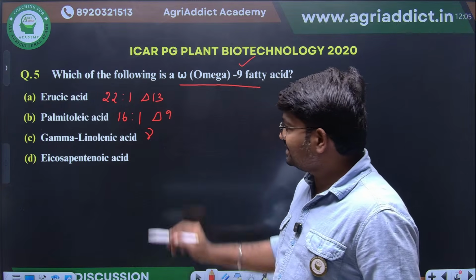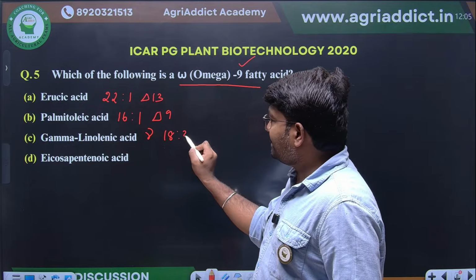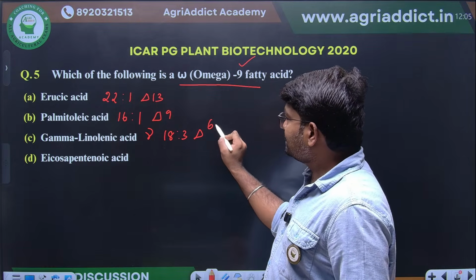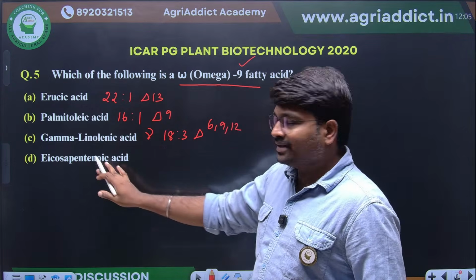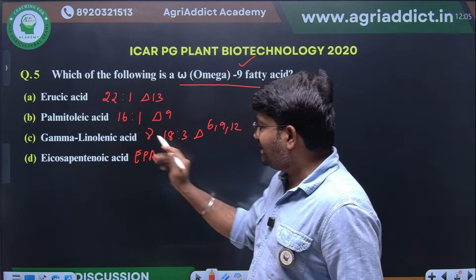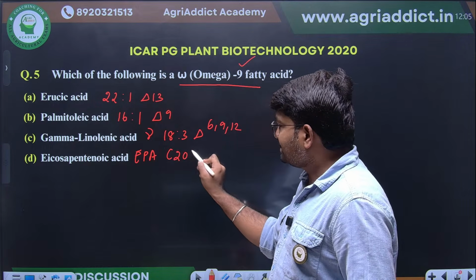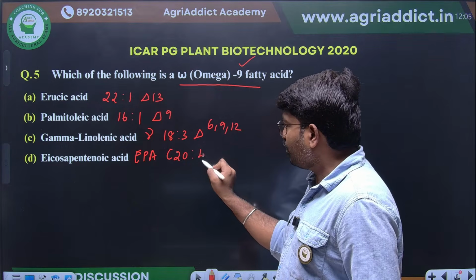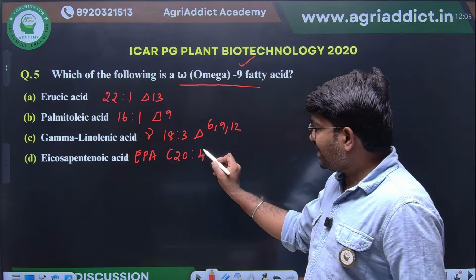18:3, delta 6, 9 and 12. Eicosapentaenoic acid means what? EPA. This is also an important point. I am writing here now. This is also an important point. C20, 5 double bonds will be there.